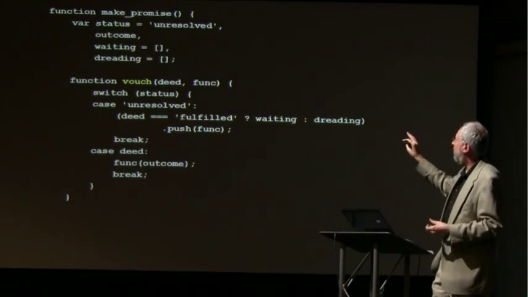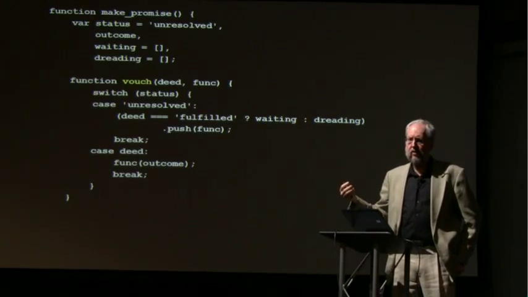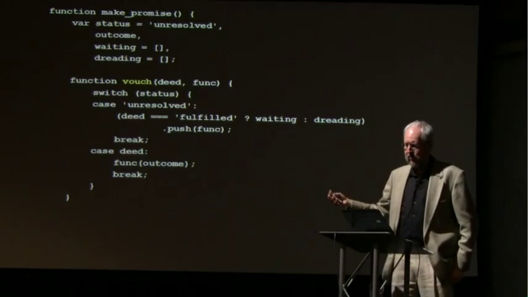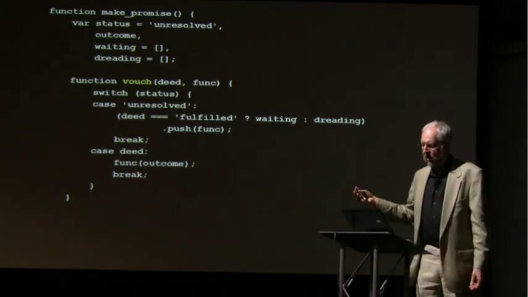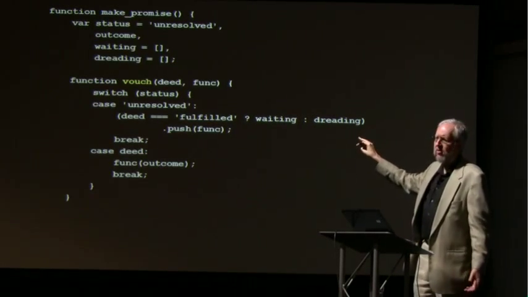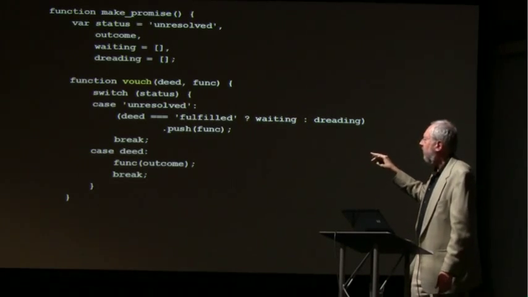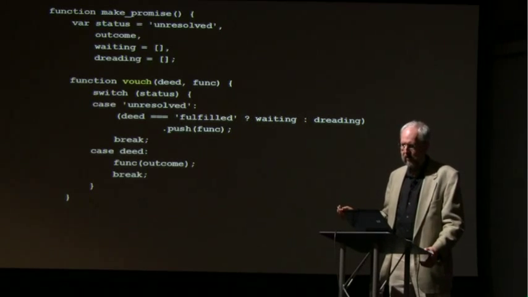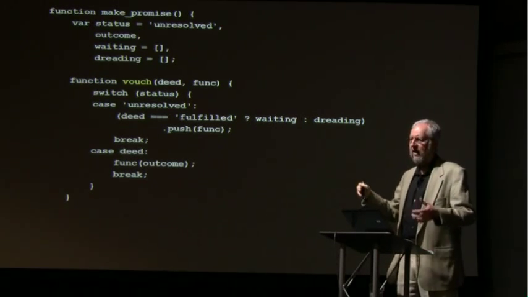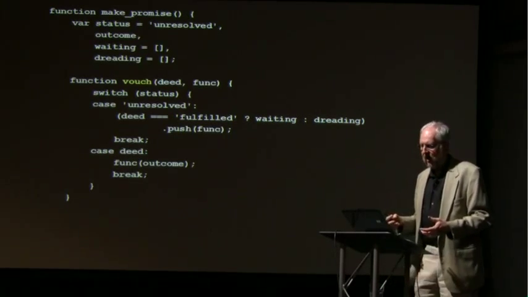First, we've got a few more variables. We've got status, which initially is unresolved and eventually could be fulfilled or failed. We've got the outcome, so when we know what the value is, we'll stick it in there. Then we've got the waiting list of functions that were registered with when, and we've got the dreading list for the functions that were registered with fail.